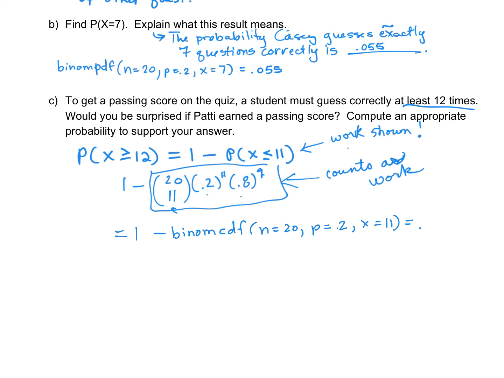4.096 times 10 to the what? Negative 9. Which is approximately what? Really small. 0. What's the probability you're going to pass this exam? Pretty low. 20 questions, all guessing randomly.